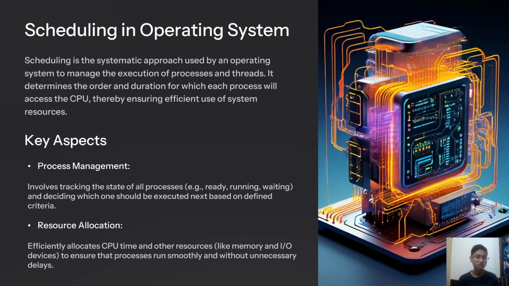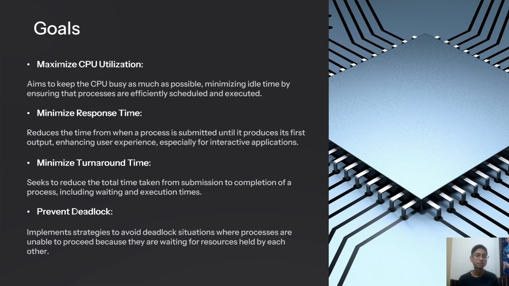Resource allocation efficiently allocates CPU time and other resources to ensure that processes run smoothly and without unnecessary delays. Goals: to maximize CPU utilization. It aims to keep the CPU busy as much as possible, minimizing idle time by ensuring that processes are efficiently scheduled and executed. It also minimizes response time, which reduces the time from when a process is submitted until it produces its first output, enhancing user experience, especially for interactive applications.